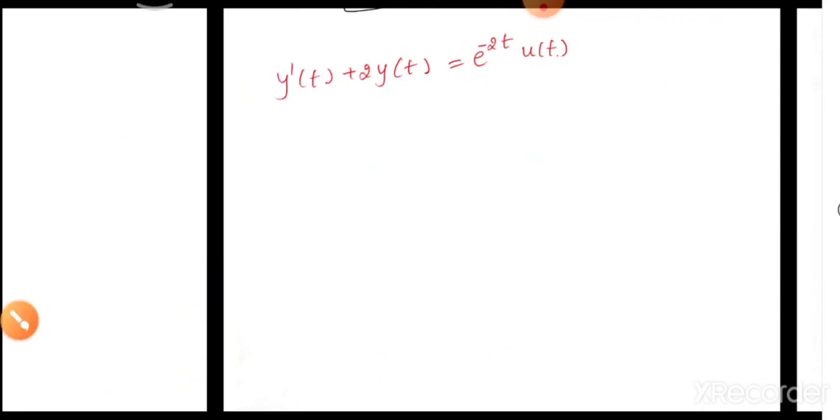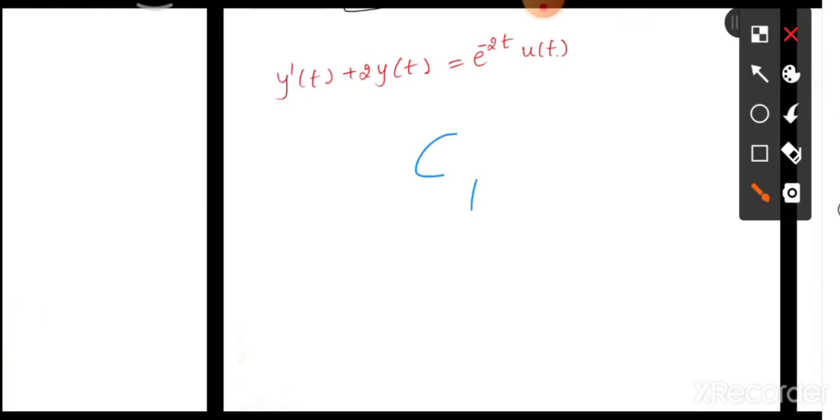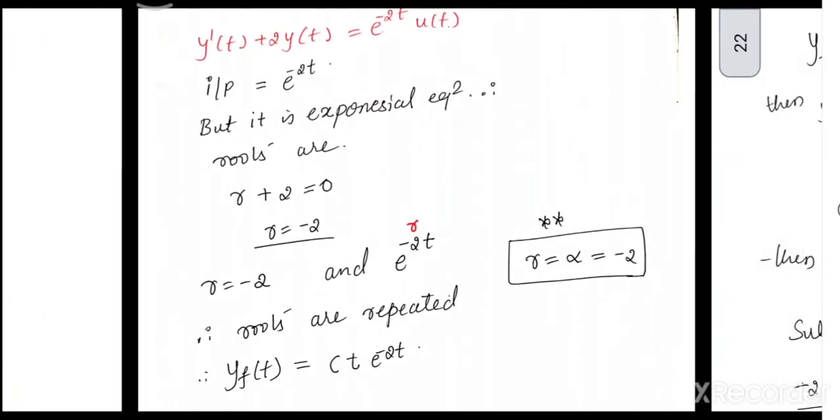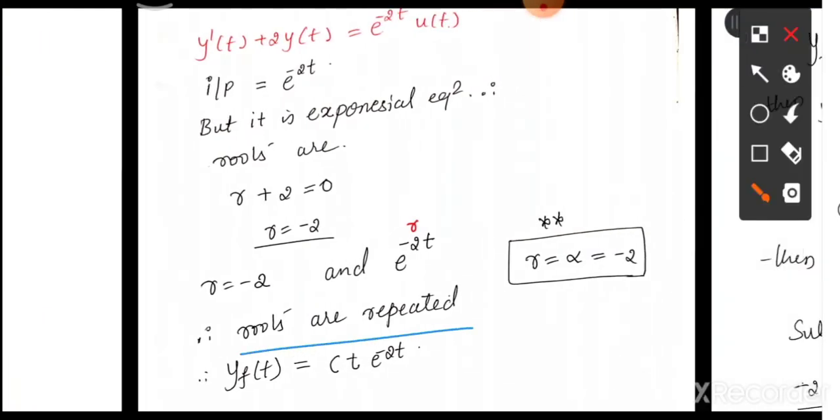Therefore, we cannot simply take it as c1 e raised to minus 2t. We have to consider this as repeated roots, because r and alpha are the same. Since those two are the same, your yf of t will be, as you can observe in the sheet on the first page, c1 into t e raised to minus 2t.